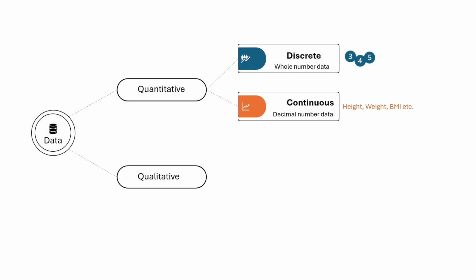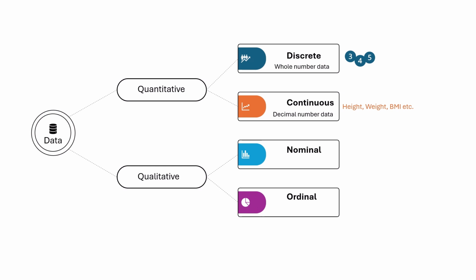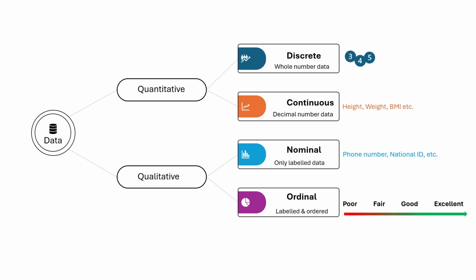Back to qualitative data. It is also divided into two types: nominal and ordinal. Nominal data are simply labels without any order, like colors, names, types of animals, national identity number. Ordinal data has labels too, but with a clear, meaningful order. For example, rating something as poor, fair, good, or excellent. There's clearly a meaningful order in between the values.